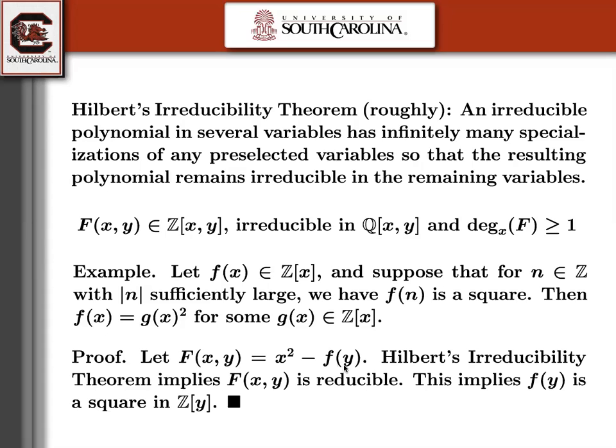Excuse me? So you have, yeah, go ahead. Excuse me. In the example, n, every sufficiently large n? For every sufficiently large n? Yeah, every sufficiently large n, either positive or negative. So every sufficiently large n in absolute value. Okay, thanks.